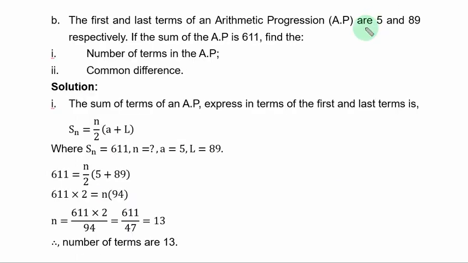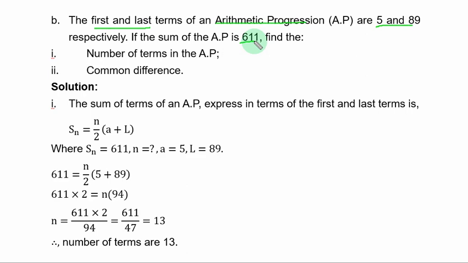Question 11b. The first and last terms of an arithmetic progression, AP, are 5 and 89 respectively. If the sum of the AP is 611, find, figure 1, the number of terms in the AP, figure 2, the common difference. Solution.